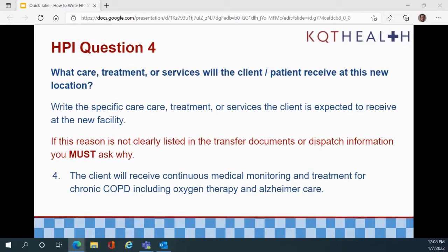If this information is not clearly listed in the transfer documents or dispatch information, you must ask the current caregiver why the client is being transferred. Example, the client will receive continuous medical monitoring and treatment for chronic COPD, including oxygen therapy and Alzheimer's care.